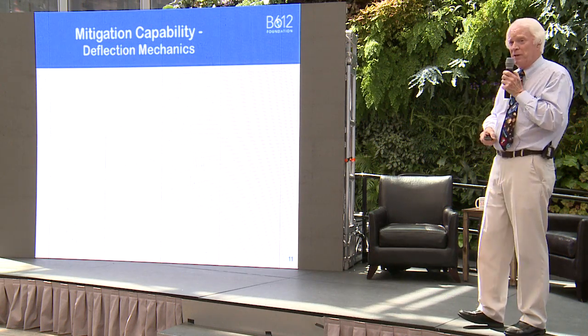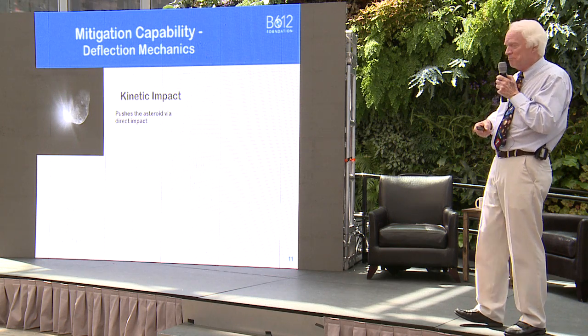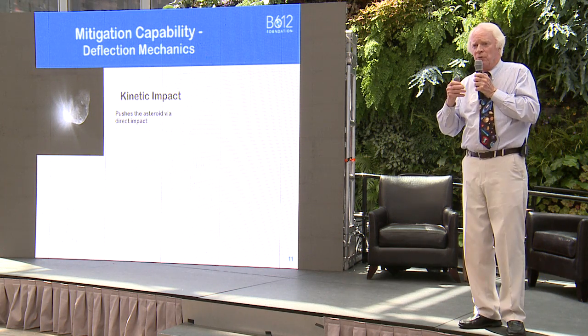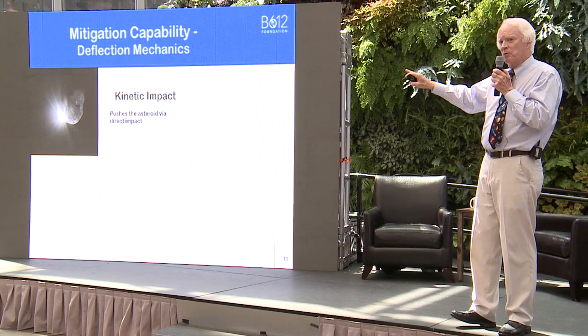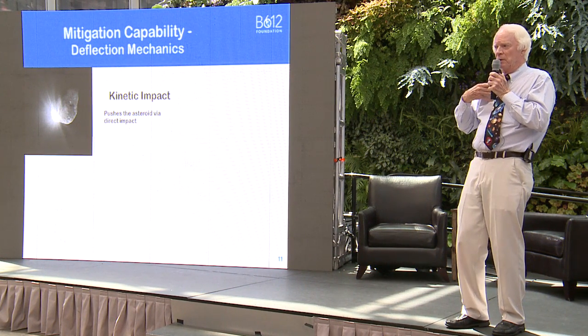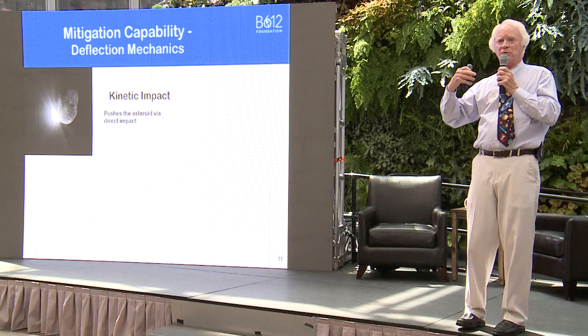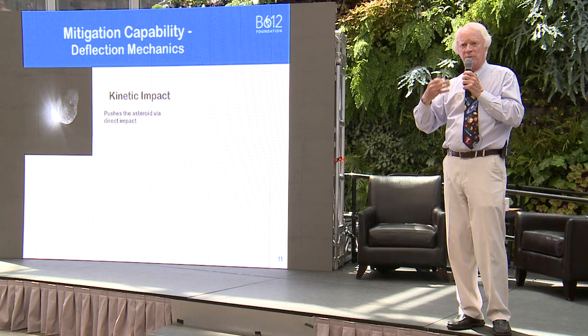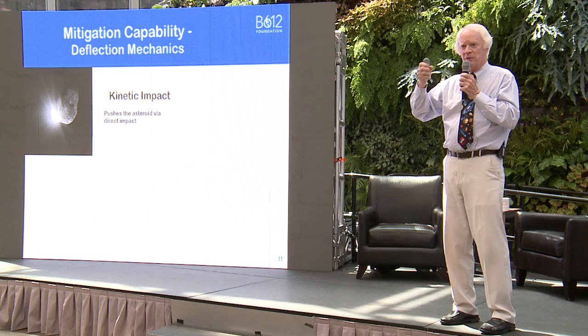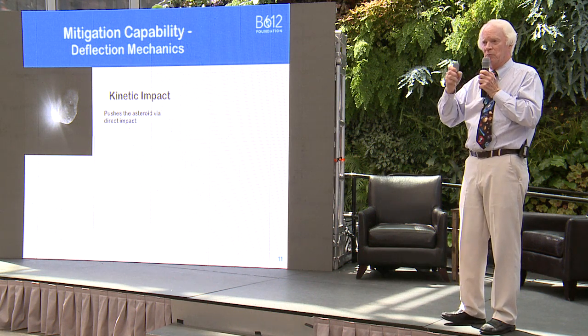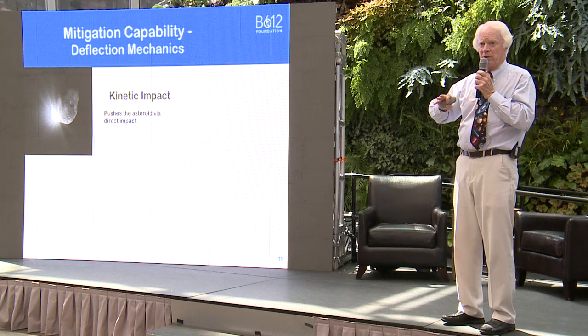Okay, how do you do that? Well, there are basically a few methods, and all I'm going to show are what we consider, and when I say we, I'm talking about B612 Foundation and all the work that we've done for the last 13, 14 years. We're talking about the currently available technologies. There are a lot of interesting ideas for the future that need a lot more development. But in terms of what we would have available right now, here are three different ways.